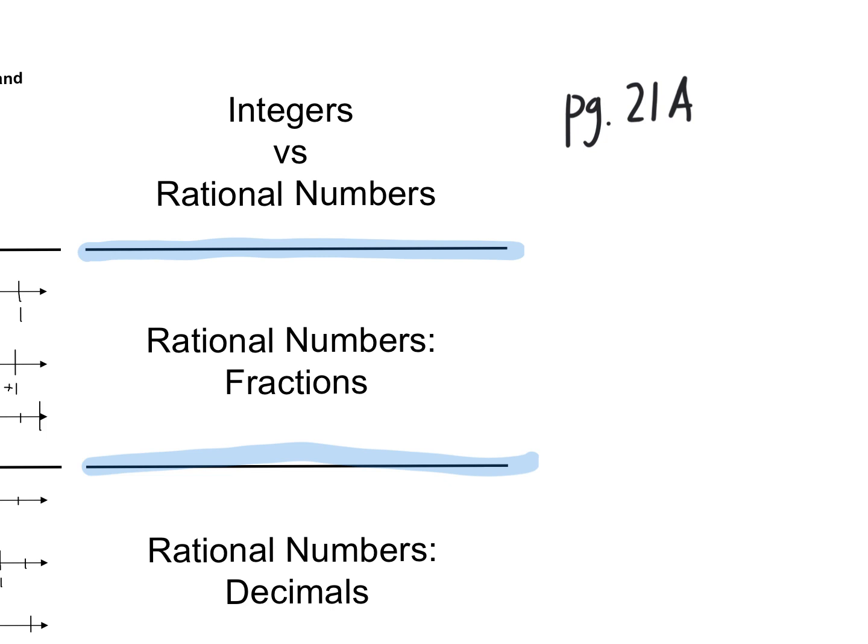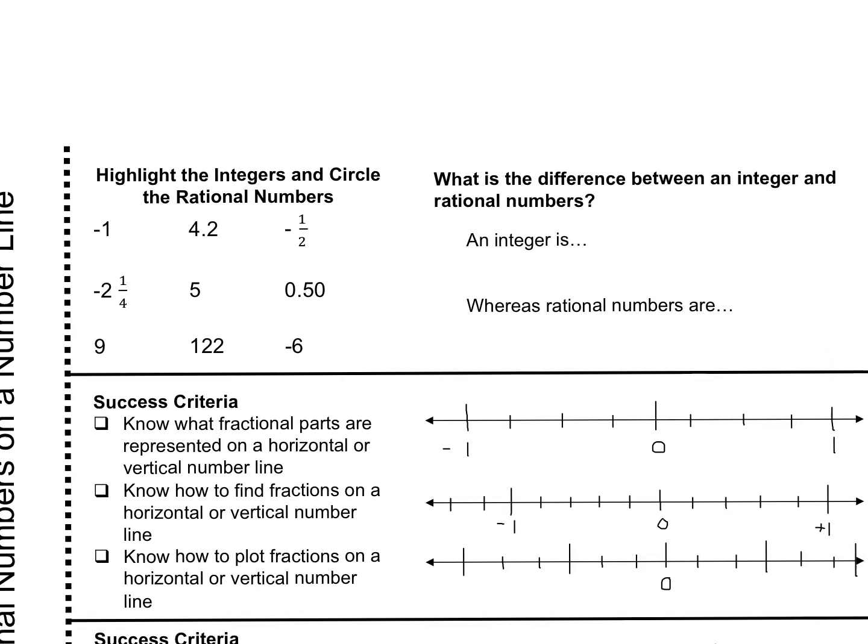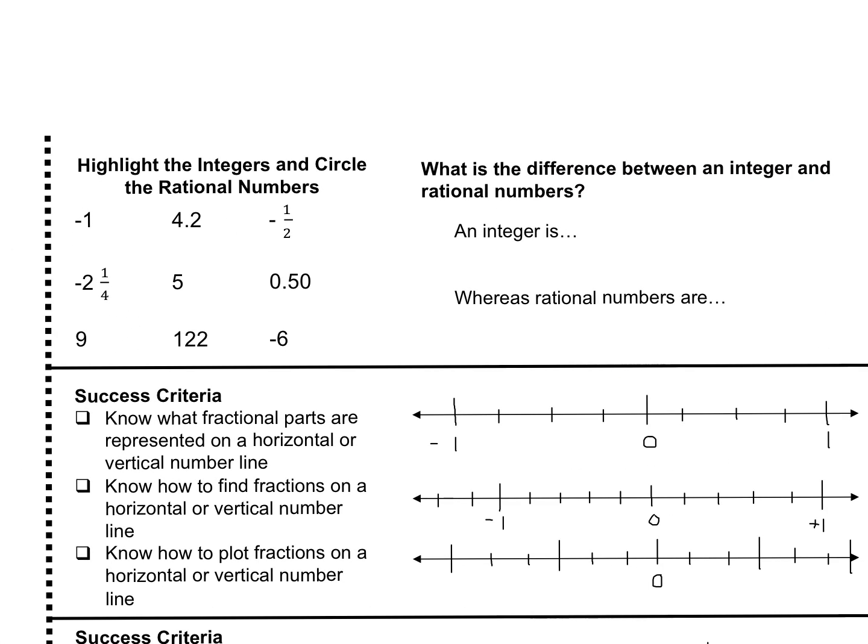And the first thing that we're going to talk about today are integers versus rational numbers. So go ahead and open up your first tab, and you will see this right here. Okay, and we worked on this yesterday, but let's go ahead and talk about it again. Yesterday we highlighted the integers, so those positive and negative whole numbers, and then we circled the rational numbers. So let's go ahead and start highlighting integers.